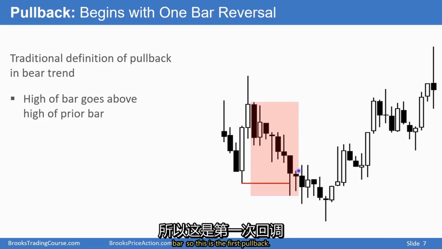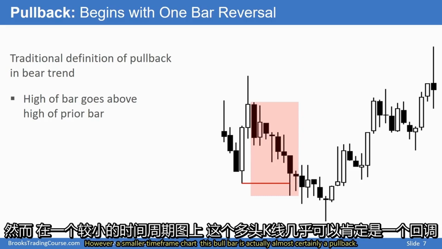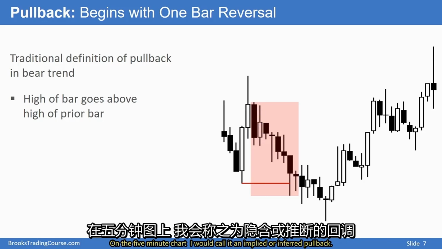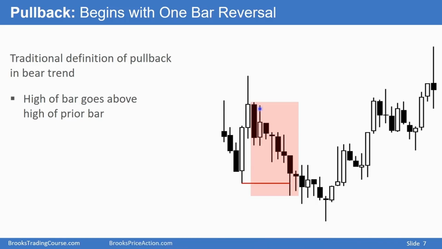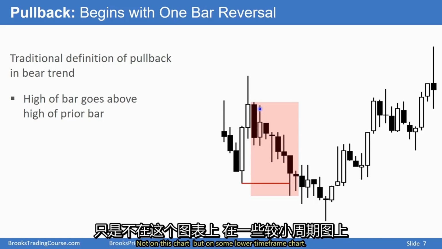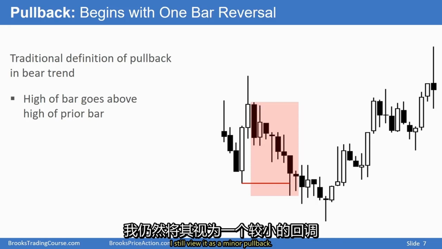In a bear trend, the typical definition of a pullback is a bar going above the high of the prior bar. So this is the first pullback. However, on a smaller time frame chart, this bull bar is almost certainly a pullback. On the 5-minute chart, I would call it an implied or inferred pullback. It's a pullback, not on this chart, but on some lower time frame chart. I still view it as a minor pullback.